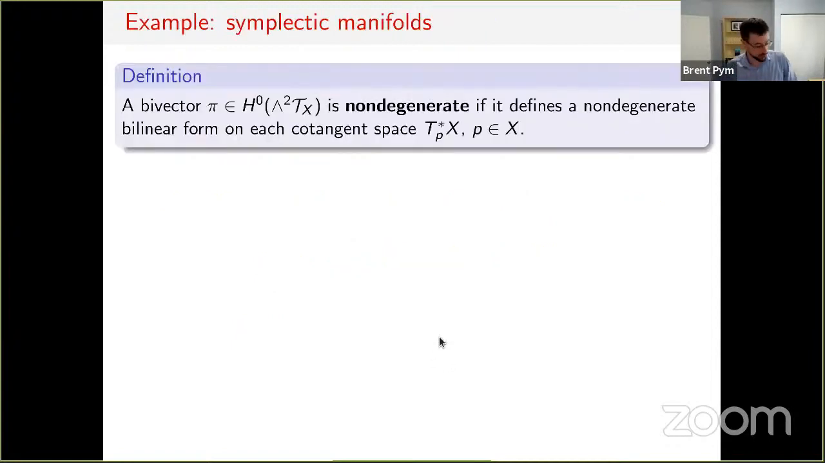Okay, so continuing with the examples, these ones are going to be important for the general story. A bivector is called non-degenerate if it defines a non-degenerate bilinear form on every cotangent space. So at every point, I can think of this element in wedge 2 T as defining a bilinear pairing on the cotangent space, and I want that pairing to be non-degenerate.